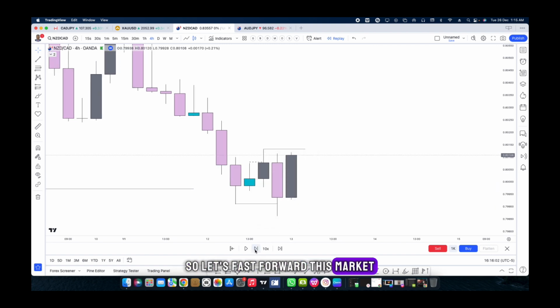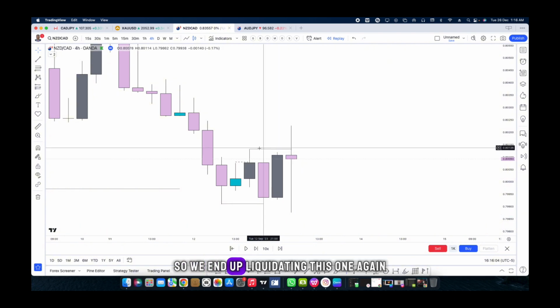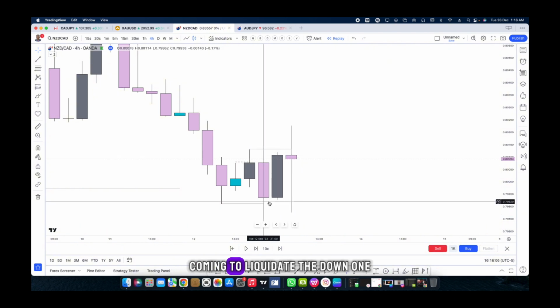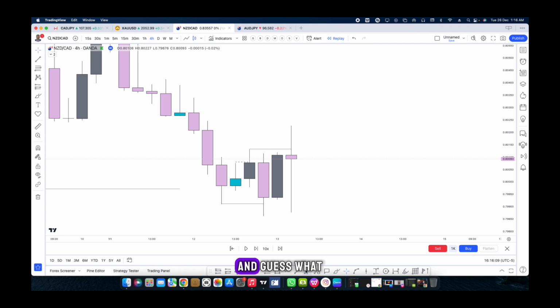So let's fast forward this market. So we end up liquidating that zone again, coming to liquidate the downside, and guess what?